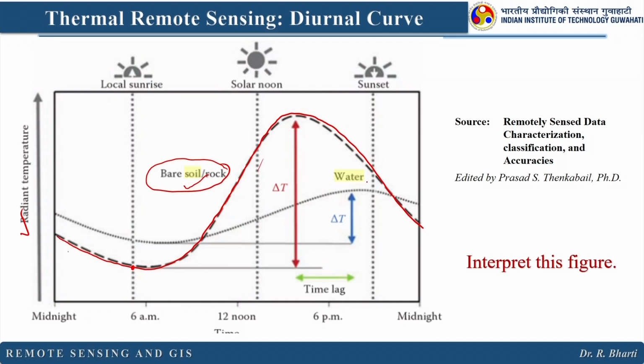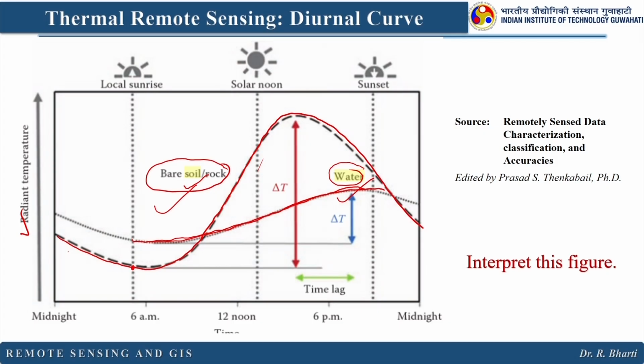Now let us see the other example. In case of water, you can see this is the curve, right. So how are they different from each other? If you want to segregate water and bare rock or bare soil from the thermal images, it is very easy, because the temperature emitted by the water and the bare soil body will be different.